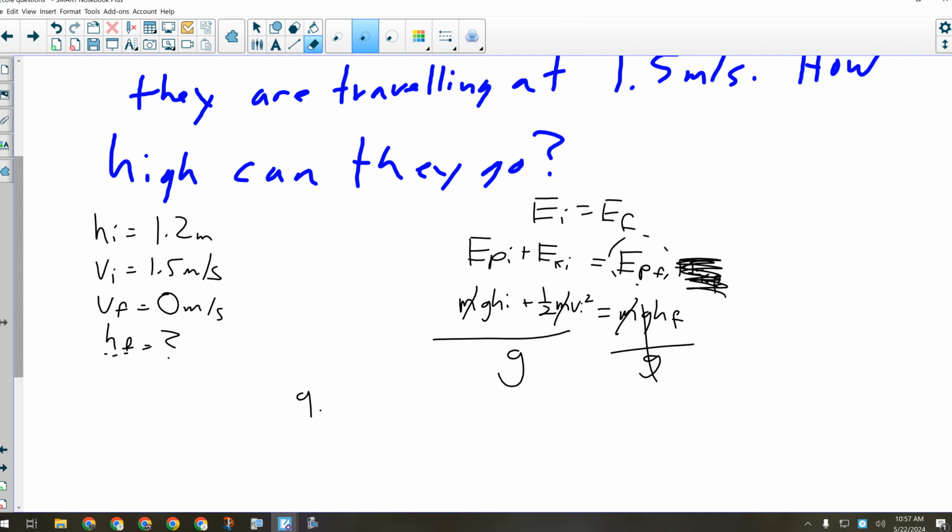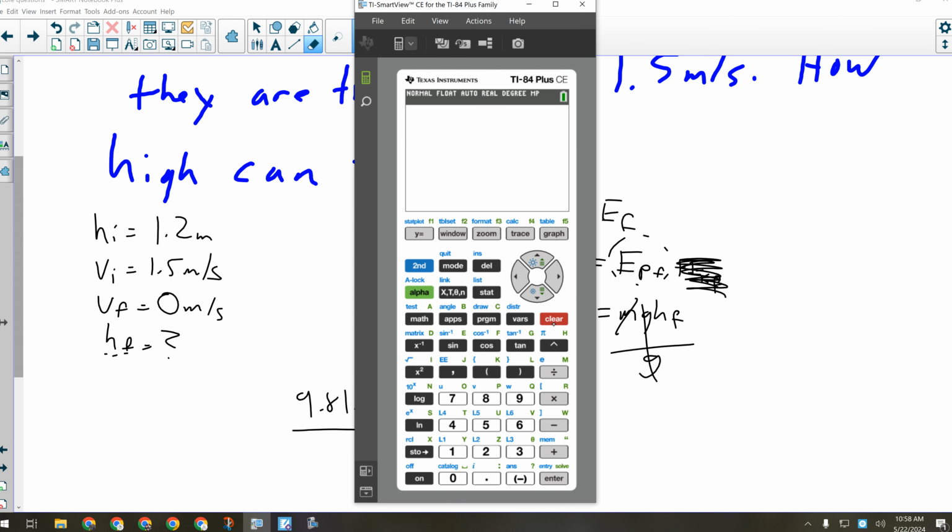So that's going to mean 9.81 times 1.2. That height was initial because they left the trampoline and they were moving upwards. So I know that that's the initial height. Plus 1/2 times 1.5 squared. That's how fast they were going at that point. And I divide all of that by 9.81 because there's no speed at the maximum height. All right, so 9.81 times 1.2 plus 0.5 times 1.5 squared, and divide that by 9.81.